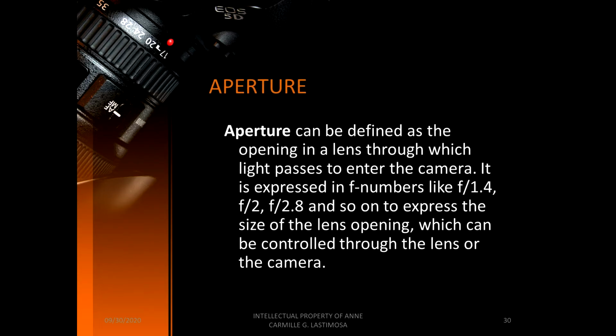Now, as I mentioned a while ago, aperture can be defined as the opening in a lens through which light passes to enter the camera. It is expressed in f-numbers like f1.4, f2, f2.8, and so on to express the size of the lens opening, which can be controlled through the lens or the camera.